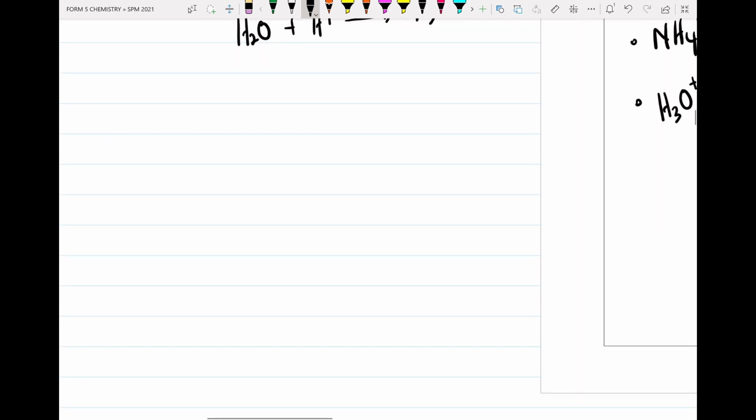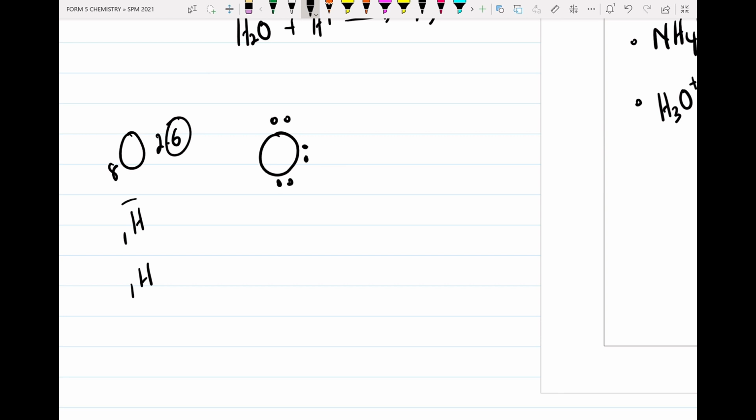So the water molecule is made up of oxygen 8, hydrogen 1, 1. How to draw the Lewis structure? Oxygen is 2.6, so for the Lewis structure I take valence electrons. The oxygen atom has 6 valence electrons: 1, 2, 3, 4, 5, 6. Each hydrogen atom needs 1 more electron. So each hydrogen atom will share a pair of valence electrons, form a single covalent bond, and achieve duplet electron arrangement. So this will be the water molecule.